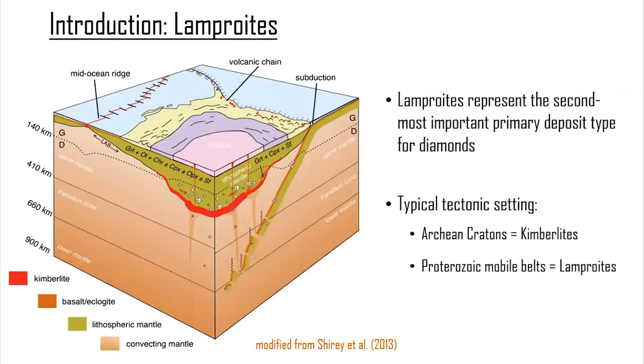Okay, so as an introduction to lamproites, we first need to think about what lamproites actually are. The most comprehensive explanation is that lamproites represent mantle-derived ultrapotassic magmas, and the second most important primary deposit type for diamonds after kimberlites. Looking at the schematic here, we can see that kimberlites are restricted to areas just beneath Archean shields. Lamproites would typically occur in the Proterozoic mobile belts right next to them.